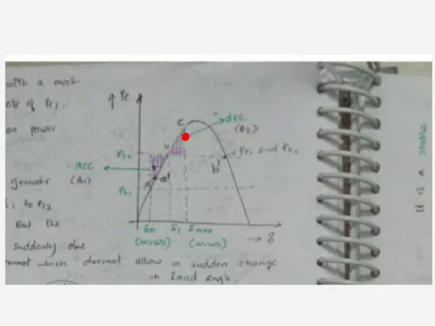It will start oscillating. So if the area from the old operating condition to the new operating condition is less than or equal to the area from the new operating condition to the maximum point, then it will be stable. But if the area between the old operating condition and the new operating condition is greater than the area between the new operating condition and the steady state stability limit, then the system will lose synchronization. Is this clear? Does that make sense?